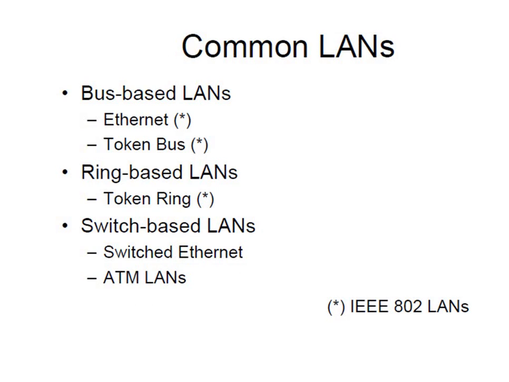So what are the common LANs that we have seen? We have seen the bus based LAN, with techniques and topologies like Ethernet and the token bus, then the ring based LAN, the token ring, and switch based LANs, switched Ethernet or ATM LANs. Our focus will be on Ethernet, token bus and token ring only, and we'll be discussing these in detail as we proceed with the lecture.